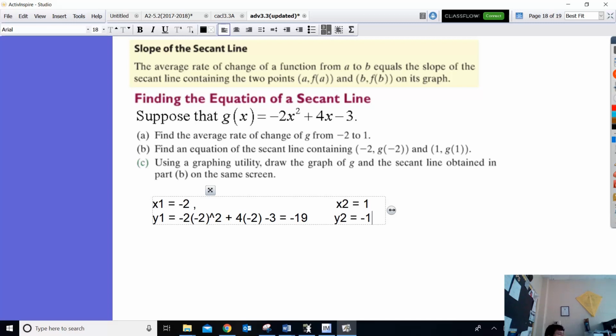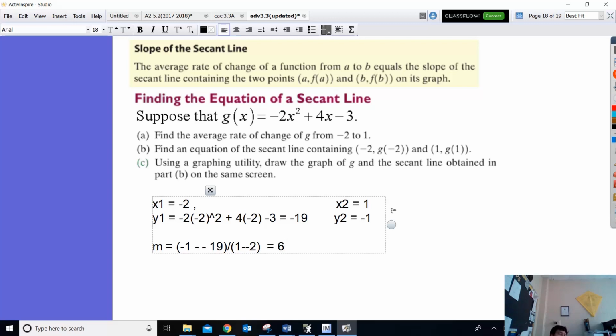Now, can you find the slope? So figure out the slope for me. What'd you guys come up with? 6 is right. That's slope of 6.